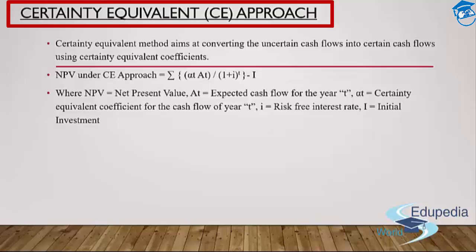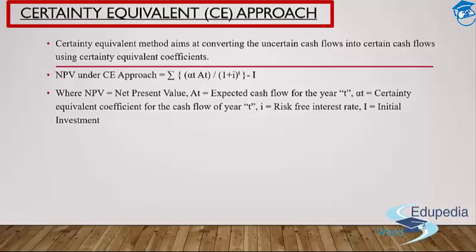I'll be just taking up 600 in order to reach a conclusion whether I should invest in a project or not. This is all about the certainty equivalent approach. It says NPV under the CE approach will be equal to alpha T into AT divided by (1 plus I) to the power T, that is the time period, minus the initial investment.